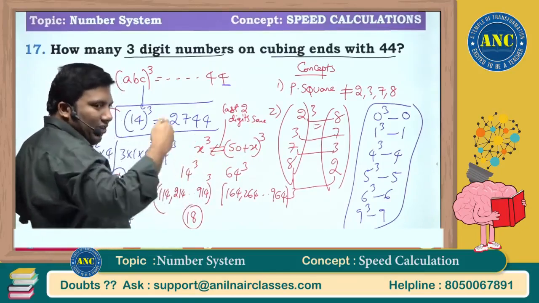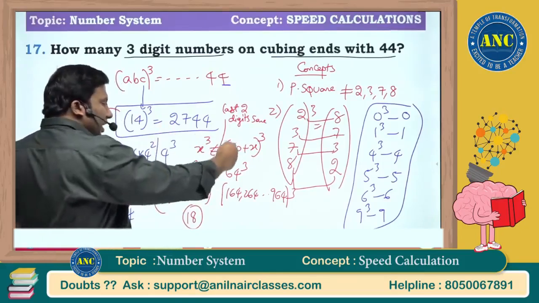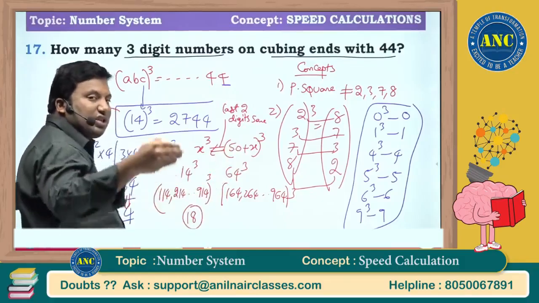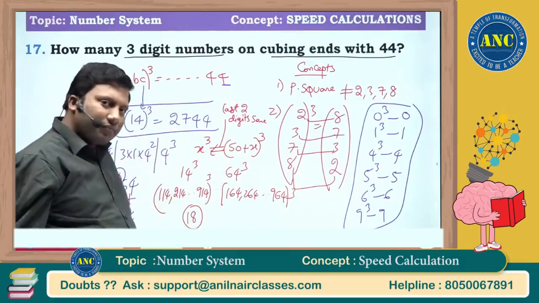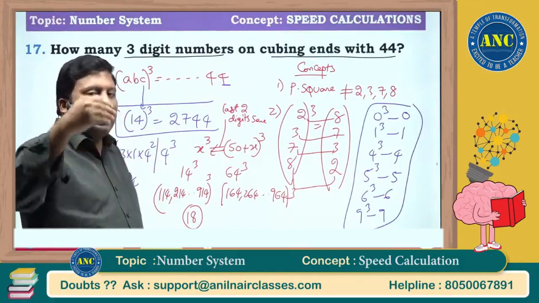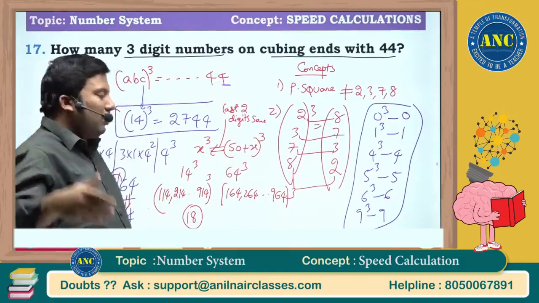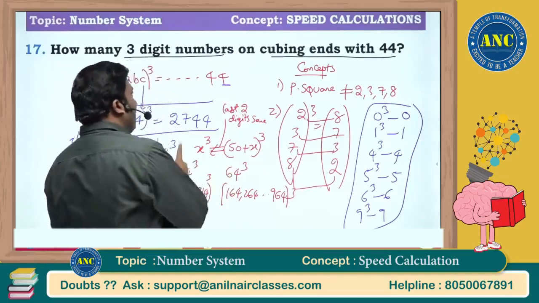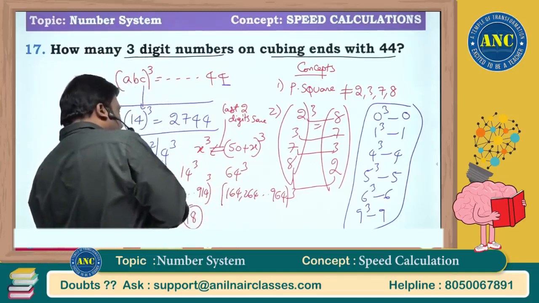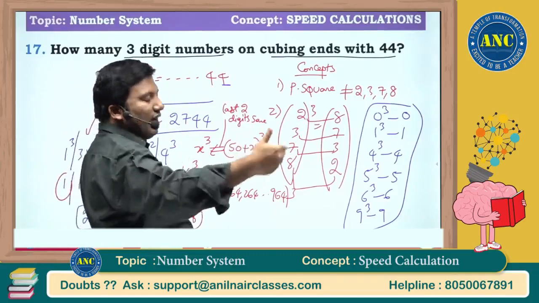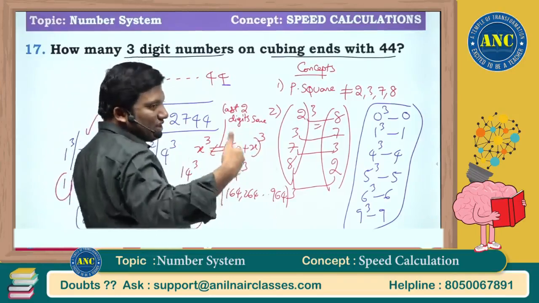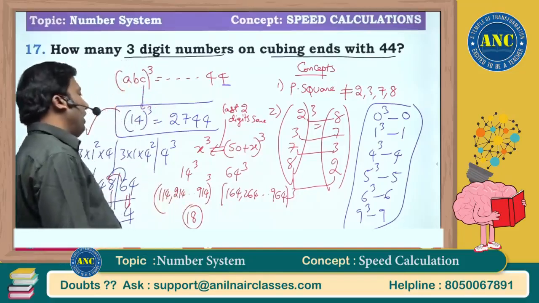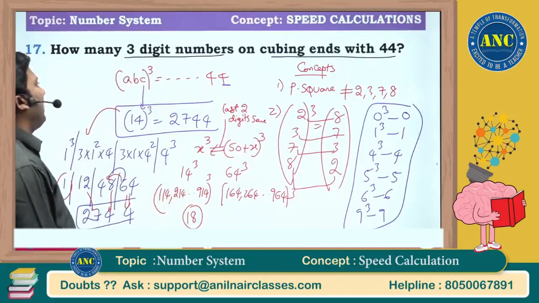114, 214, 314... 14, 50 plus 14 is 64. 64 plus 50 is 114, 114 plus 50 is 164. So the two-digit numbers are 14 and 64. I want 3 digits, so the leftmost digit can take 1, 2, 3 and so on up to 9, from 1 to 9. So the answer will be 9 plus 9, which is 18.